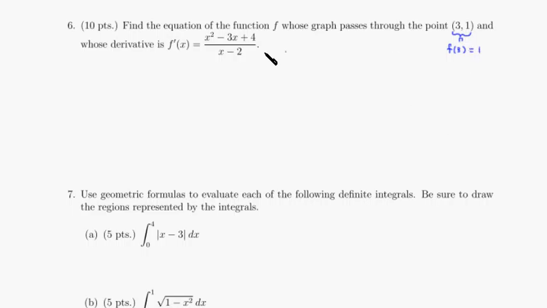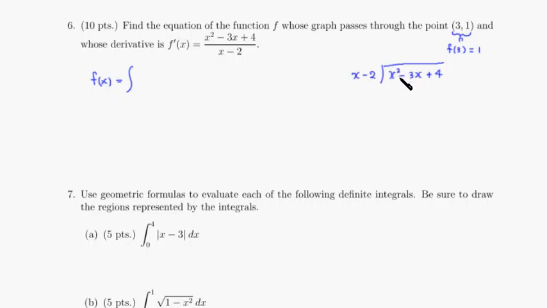In order to find the original function, we can simply take the antiderivative of this. But it's going to be difficult to take the antiderivative directly from here, so I'm going to try to simplify using a long division. So you have x squared minus 3x plus 4, and we're dividing it by the divisor, which is x minus 2.